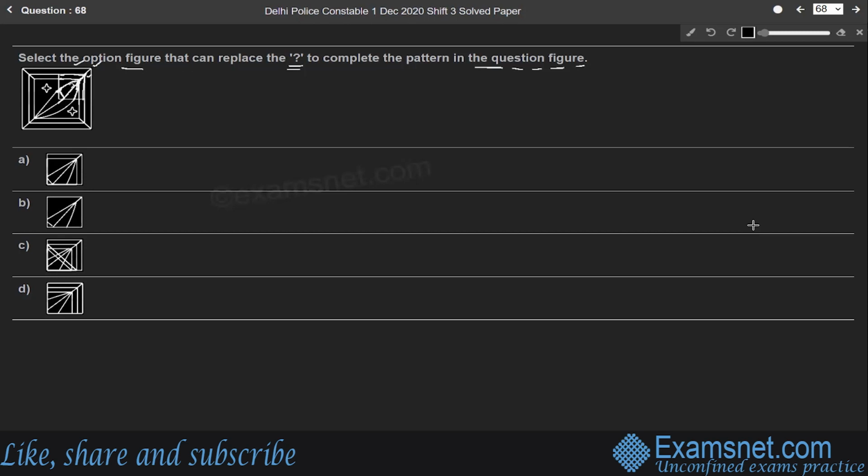Look at option A. What I have drawn is exactly like this. Therefore, option A is the right answer, which completes the given figure.